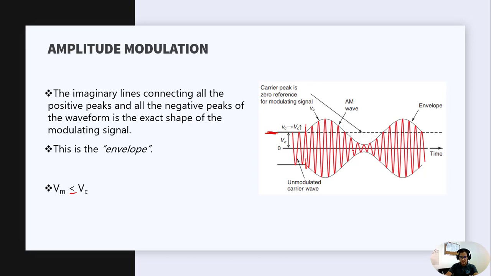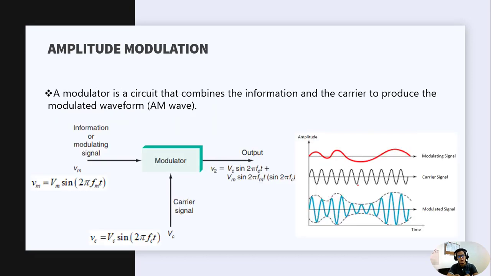Pag nag-meet yan, magka-cancel out, hindi na natin makukuha yung exact shape ng modulating signal. But we're gonna discuss about that later. Okay, so this is amplitude modulation. To achieve amplitude modulation, we have a modulator circuit.